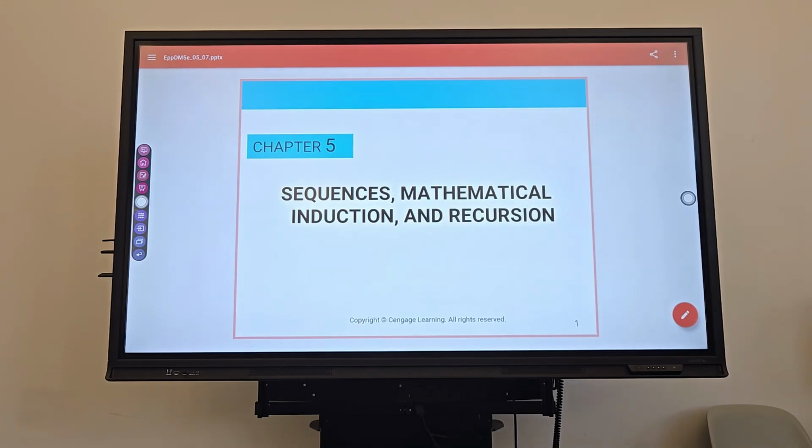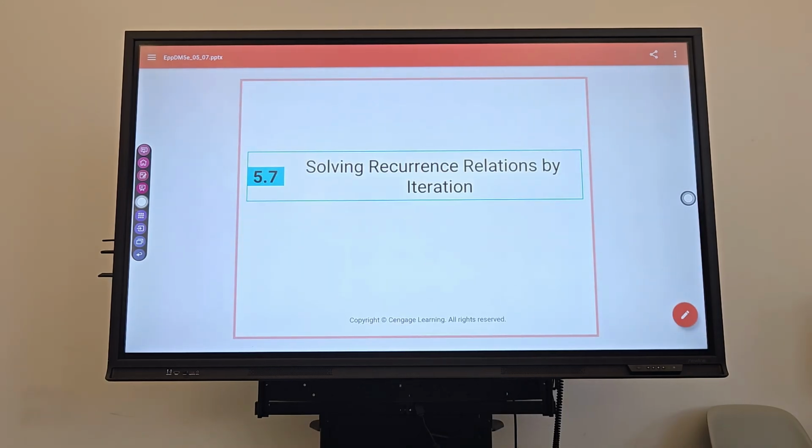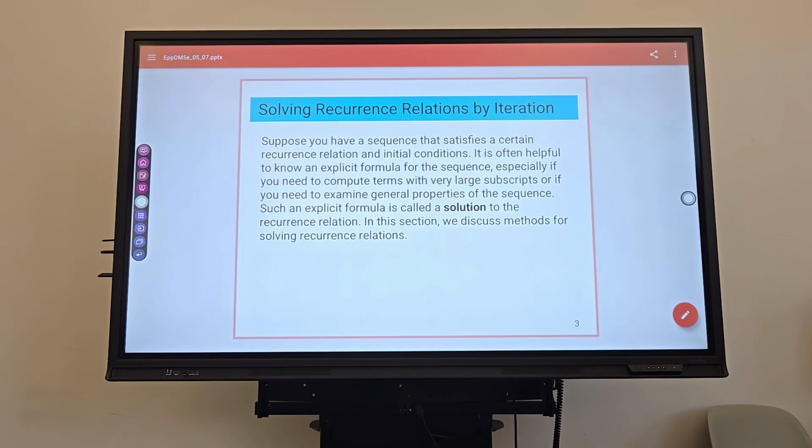Now we get into solving recurrence relations by iteration. Suppose you have a sequence that satisfies a certain recurrence relation and initial conditions. It is often helpful to know an explicit formula for the sequence, especially if you need to compute terms with very large subscripts, or if you need to examine general properties of the sequence. Such an explicit formula is called a solution to the recurrence relation. In this section, we'll discuss methods for solving recurrence relations.